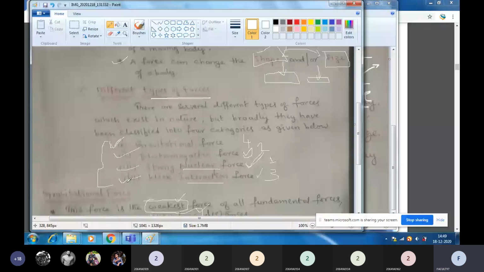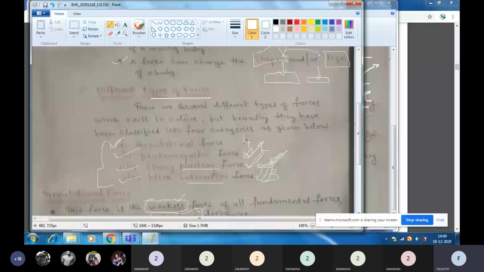Now out of these 4, which one is stronger? This particular strong nuclear force is stronger when compared with all the 4. Next one will be the electromagnetic force. Next one will come as the weak nuclear force, and the last one will be the gravitational force.